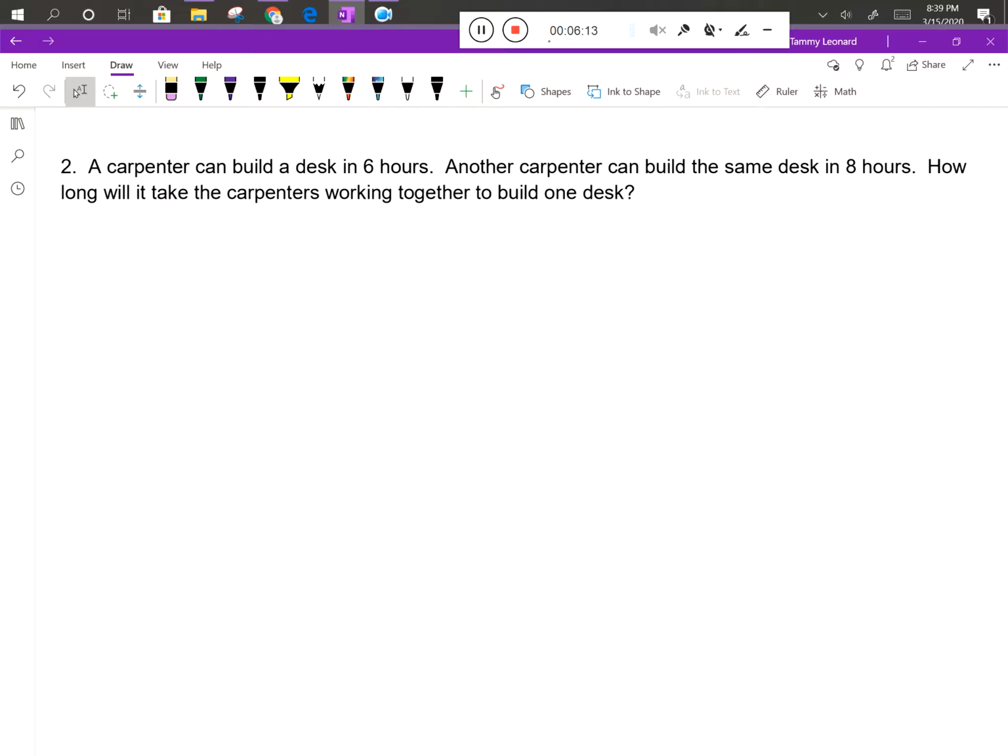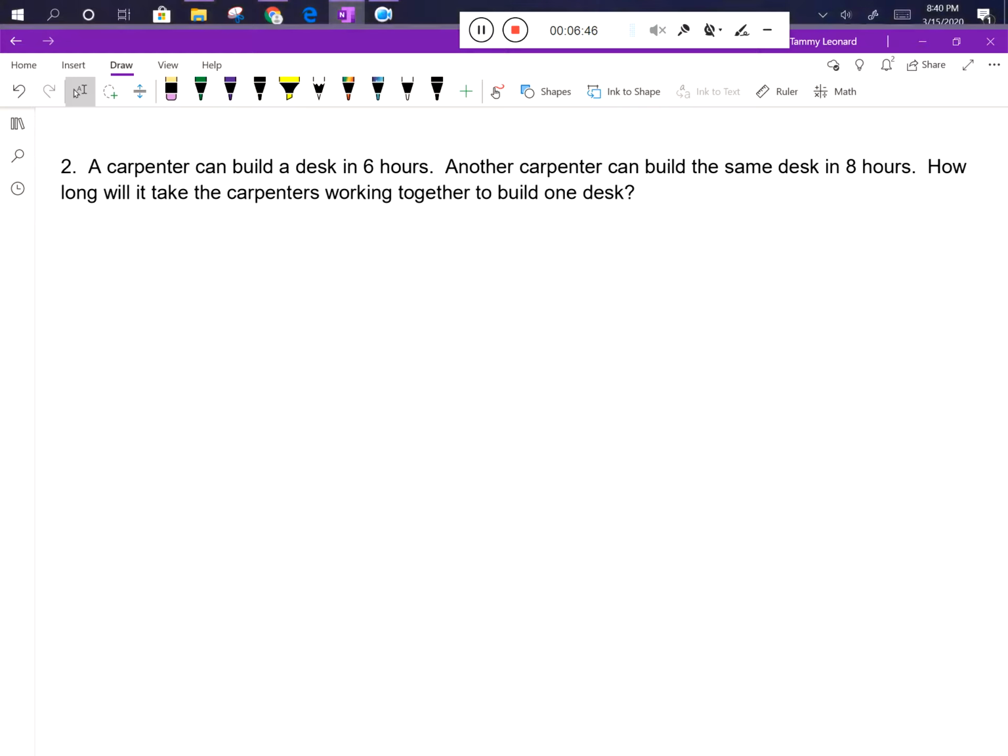In reality, two carpenters working to build the same desk are probably to some extent going to get in each other's way, right? One of them's going to have a tool when the other one needs it, or they're just literally physically in the way, or whatever the case. But in math, we like to imagine that they never get in each other's way and they work together cooperatively perfectly. So their skills complement each other and they really just get the job done faster. So we're going to assume that beautiful situation. We're going to do the math assuming that there are no problems.